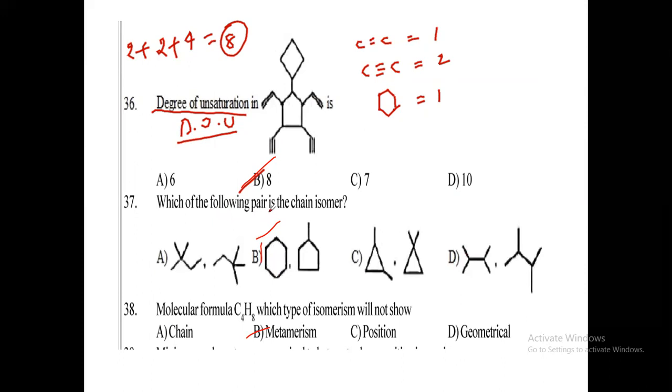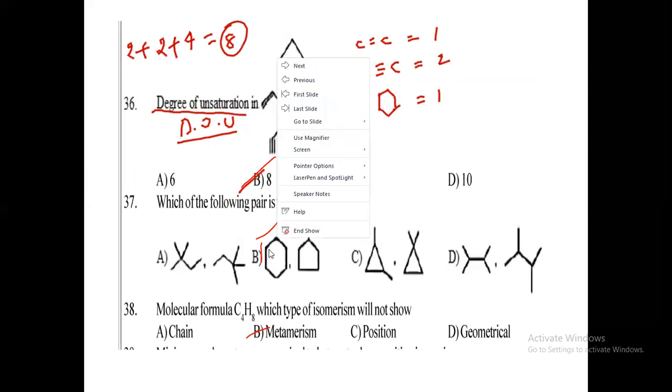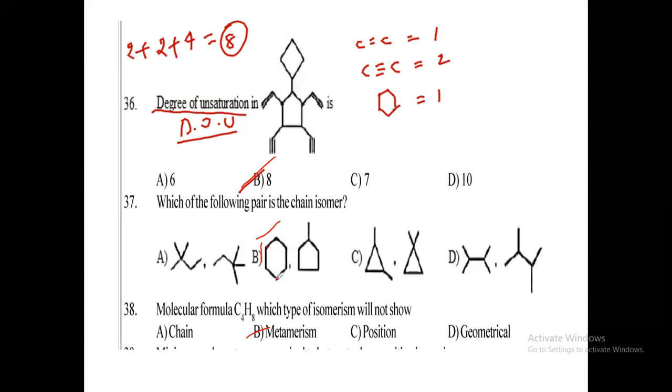Which of the following pairs is the chain isomer? Which pair is chain isomers in the given? Now you see, this parent compound has 1, 2, 3, 4, 5, 6 carbon atoms. In this one, 1, 2, 3, 4, 5 carbon atoms. Here what is the X value? 6. Here what is the X value? 5. X value indicates the number of atoms in the parent chain. In the parent chain here, a 6-membered ring, there are 6 carbon atoms. In this parent ring, 5 carbons are there, so the X value is 5.